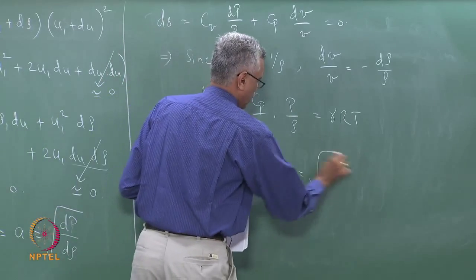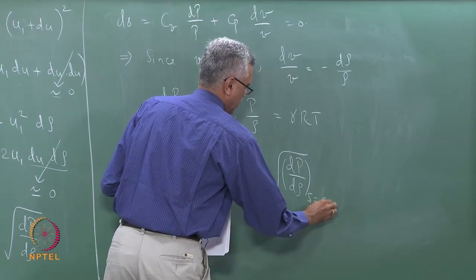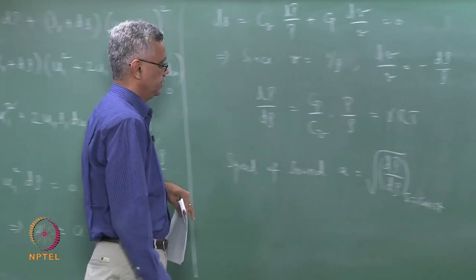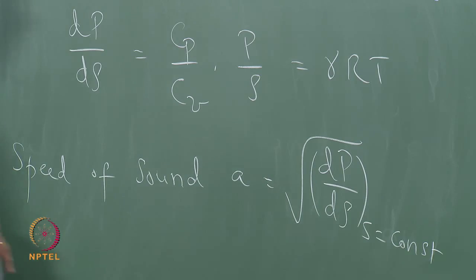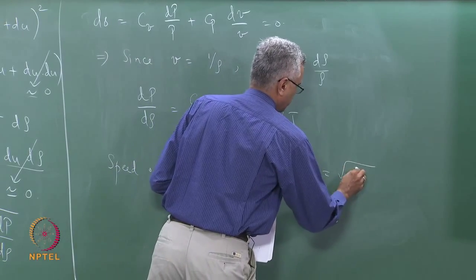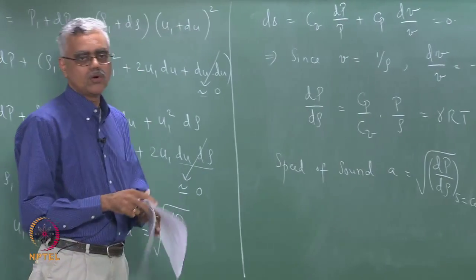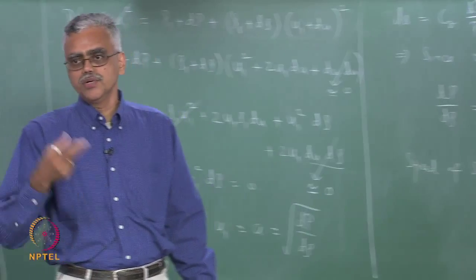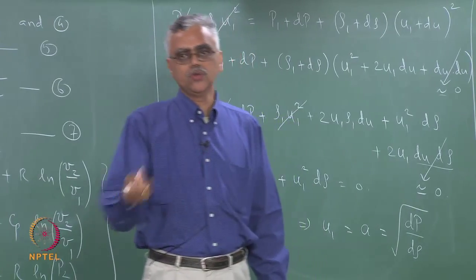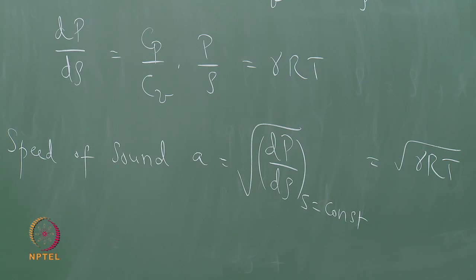is equal to square root of dp d rho. Remember, I am now going to add this also, that it should be an isentropic process, right, dp over d rho with s equal to constant, and for an ideal gas this comes out to be gamma RT. So, speed of sound is dependent upon the local temperature, and in a one dimensional flow, if the temperature varies along the flow, the speed of sound will also vary along the flow, right. That is one of the most important concepts that we will make use of as we go along.